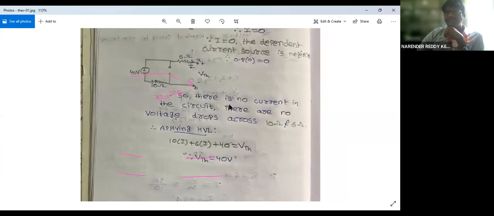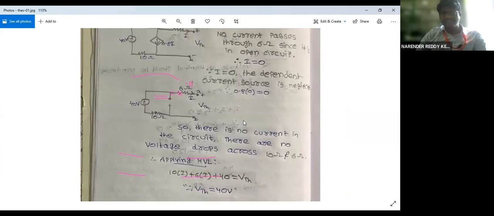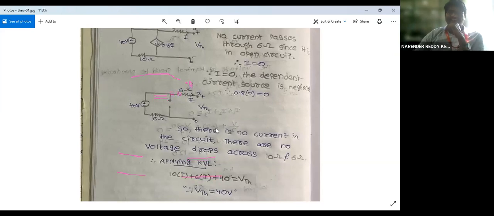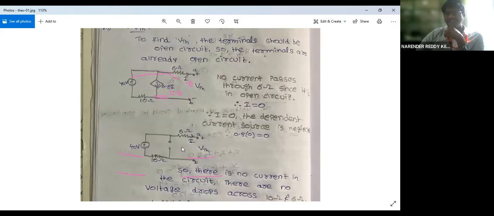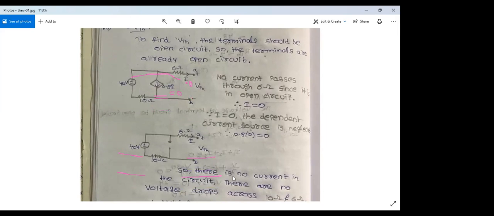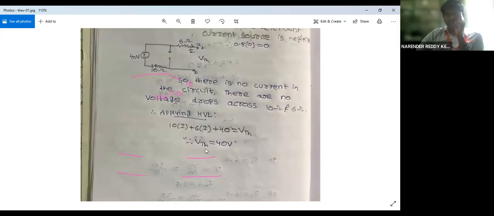So this was the example given. I didn't conveniently eliminate the dependent source. We didn't modify the circuit, it was just like that. So somehow we eliminated the dependent source here. Yes, sir, I understood that. So the value of VTH which we got here is 40 volts.